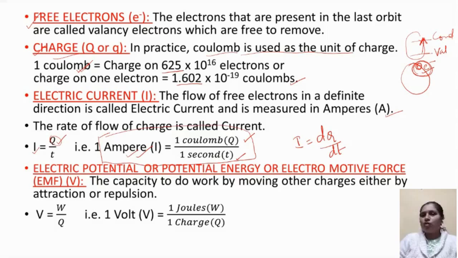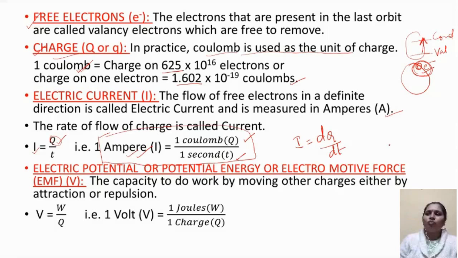Next, moving on to electric potential, or potential energy, or electromotive force. Now, what is this? This is nothing but the energy required for the movement of electrons. As I was saying, electrons will be moving from the valency band to the conduction band.